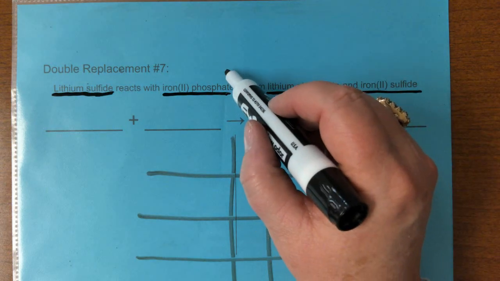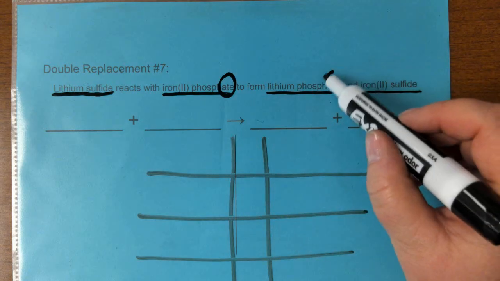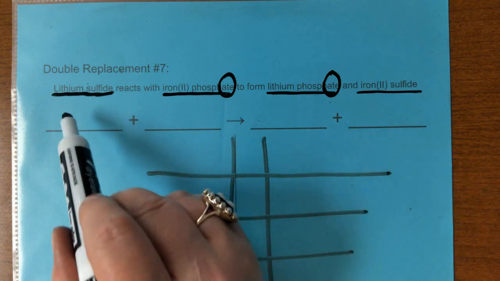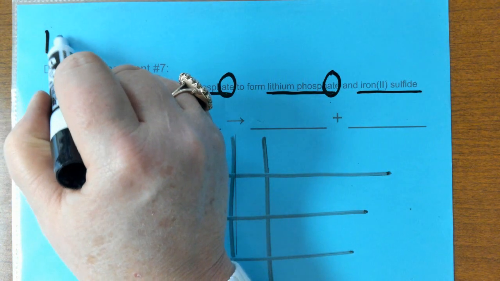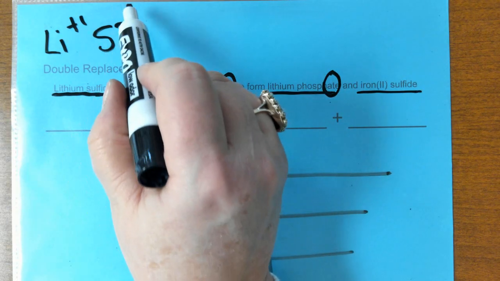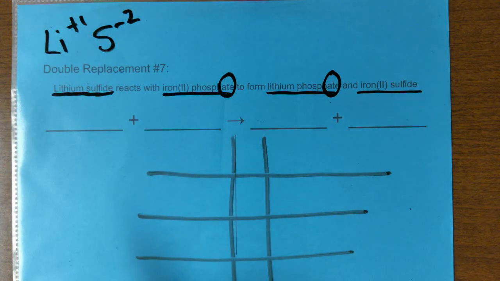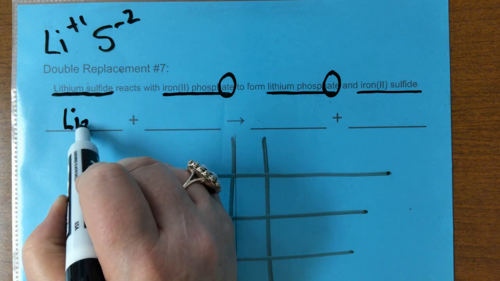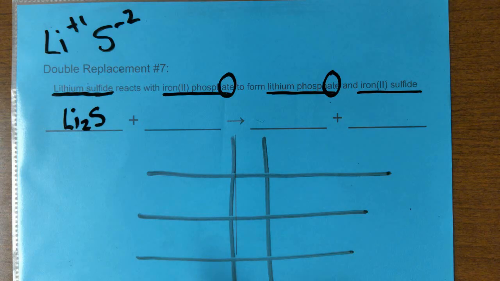Look for things that end in ate. If they're ate, they're going to be a polyatomic ion. So let's figure out our ions. We've got lithium. Lithium is a +1. Sulfur is a negative ion. It needs 2. The ratio between those two would be I need 2 lithium for every 1 sulfur.